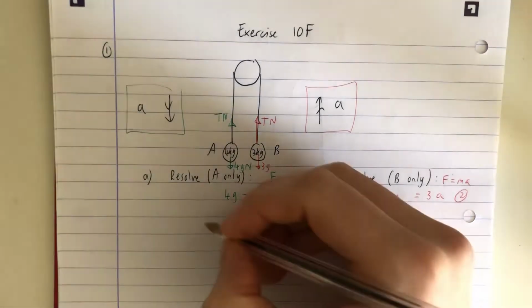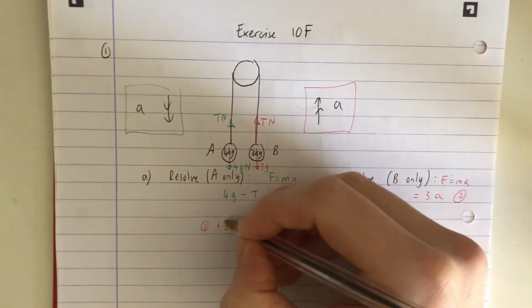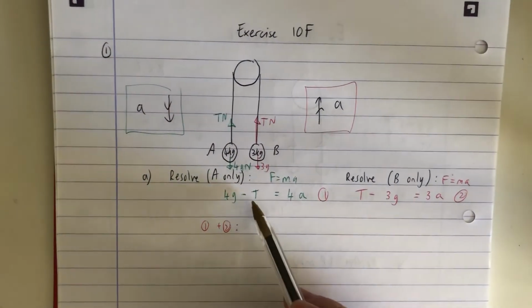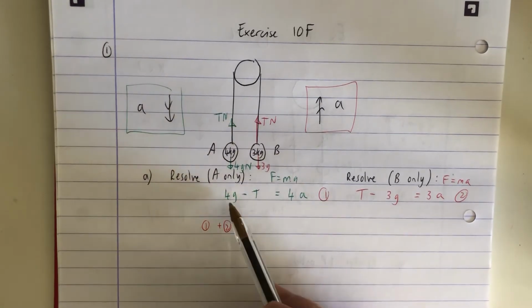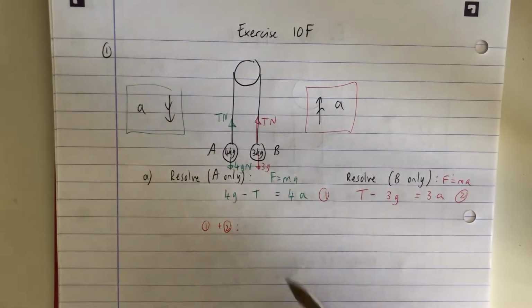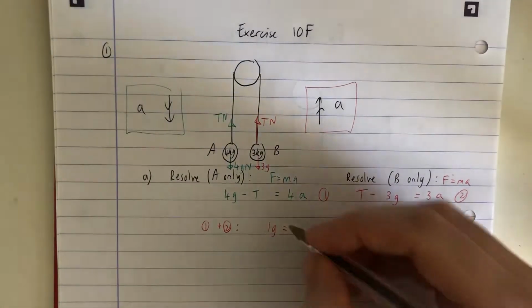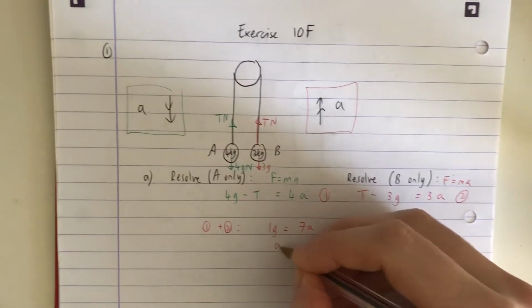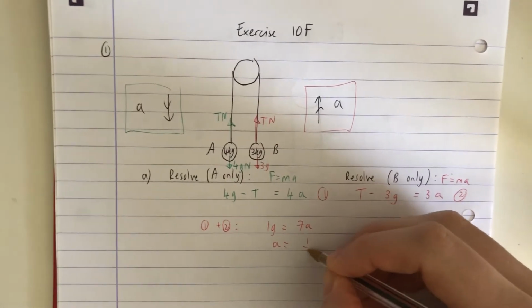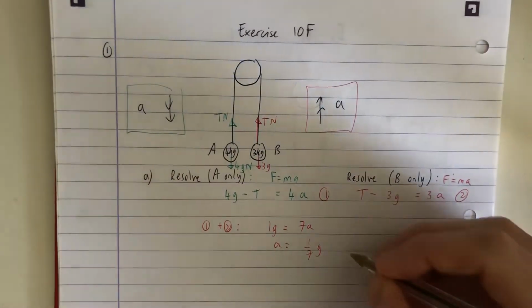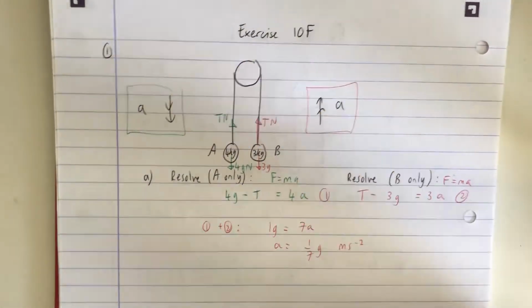If you add them together, the T's cancel. 4g add negative 3g is 1g. 4a plus 3a is 7a. So the acceleration is 1/7 g meters per second squared.